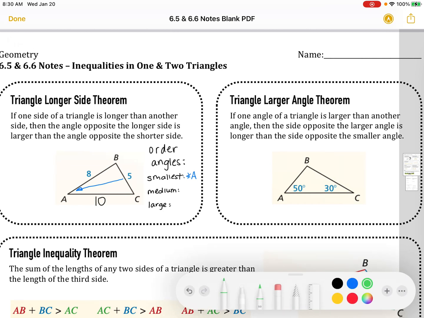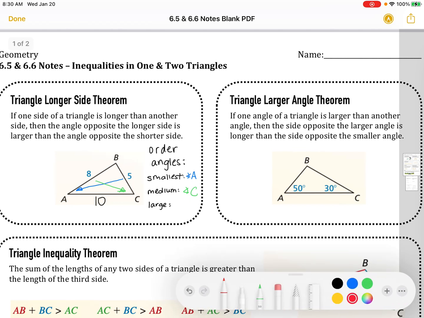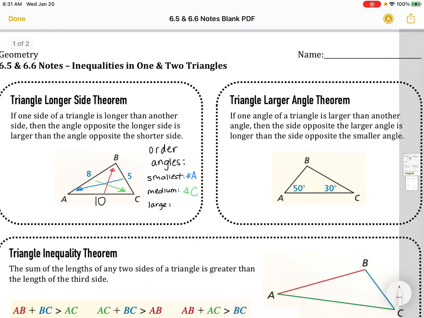The middle-sized side is 8, and across from 8 is angle C. So I know C is the medium-sized angle here. I don't know how many degrees it is, but I can speculate it is the middle size of the three. And lastly, my largest angle will be across from my longest side. So the largest angle is B. I don't know how many degrees it is, but I know it is the biggest of the three.